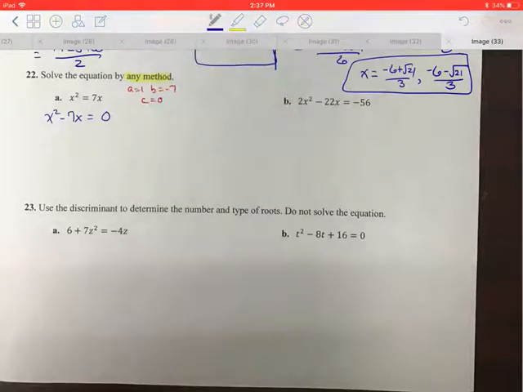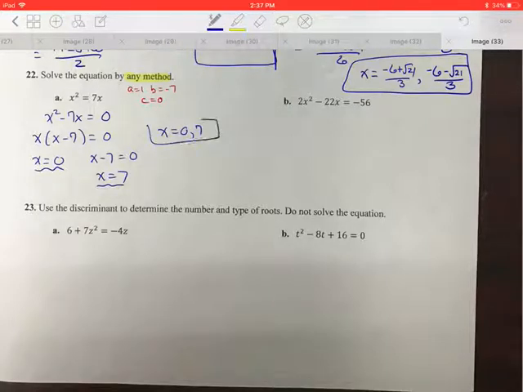I'm going to do factoring because what I'm noticing is both of these have an x. And so if I just factor out an x, I get x times x minus 7 equals 0. And then I can set each factor equal to 0. And there's my two answers really quickly. I get a 0 and I get a 7. And so this is why I like factoring. All right, so let's try B.